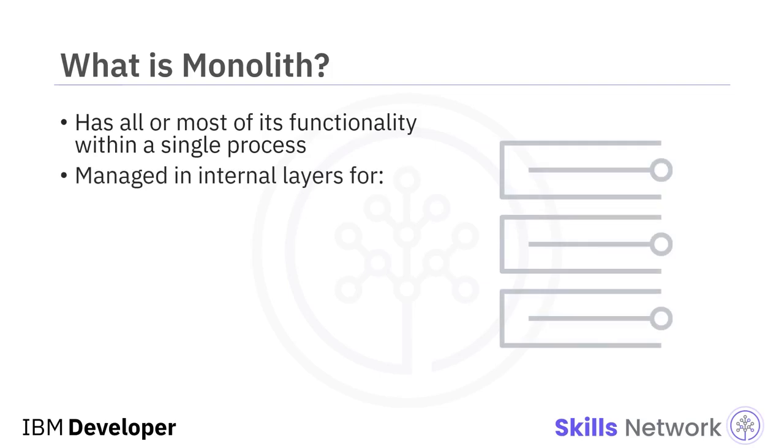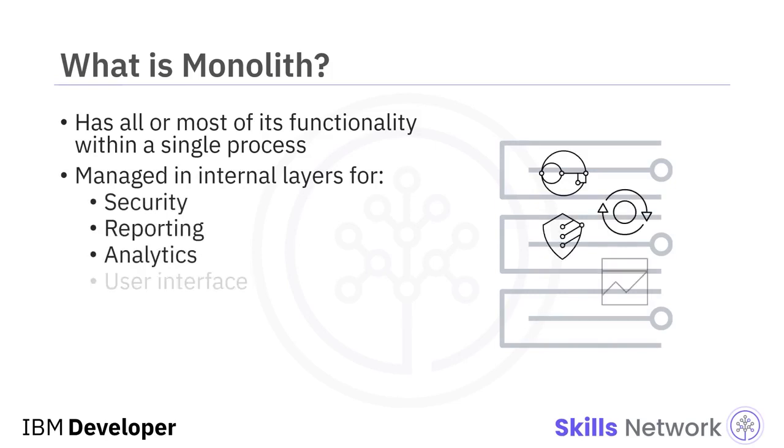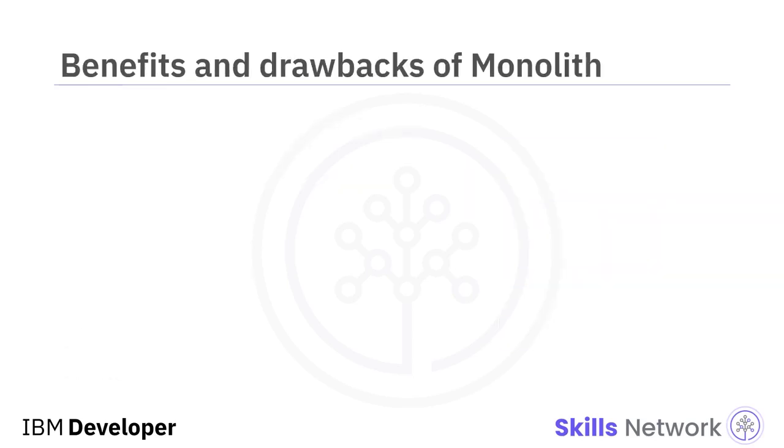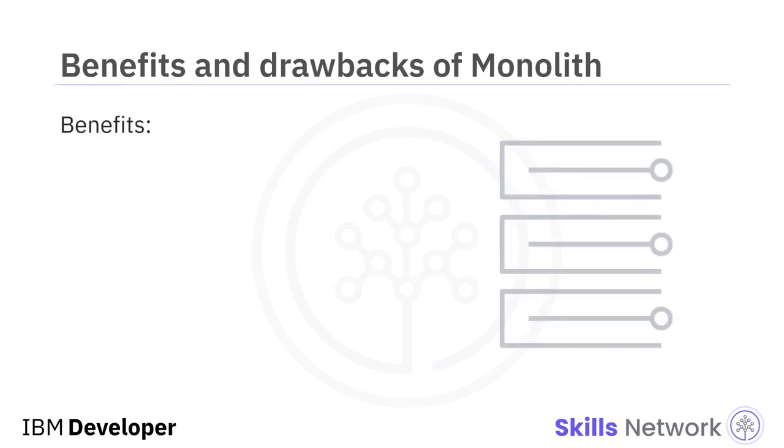is managed in internal layers or libraries. These layers could be for security, reporting, analytics, user interface, or data access. The layers are tightly connected and dependent on each other. And this is where the benefits of a monolithic design lie, in its simplicity and less cross-cutting of features and functionalities, since everything is in the same code base.